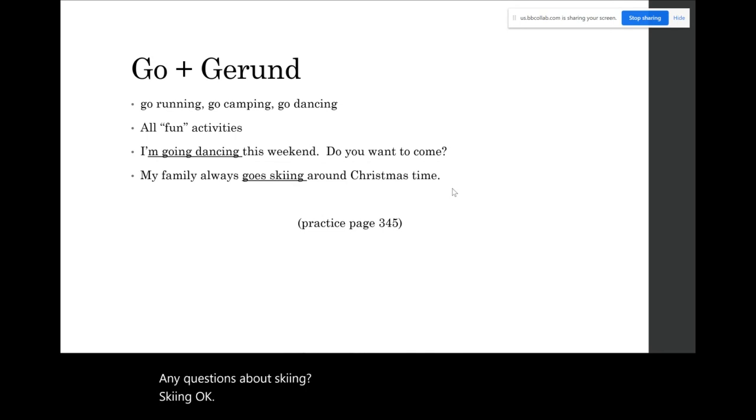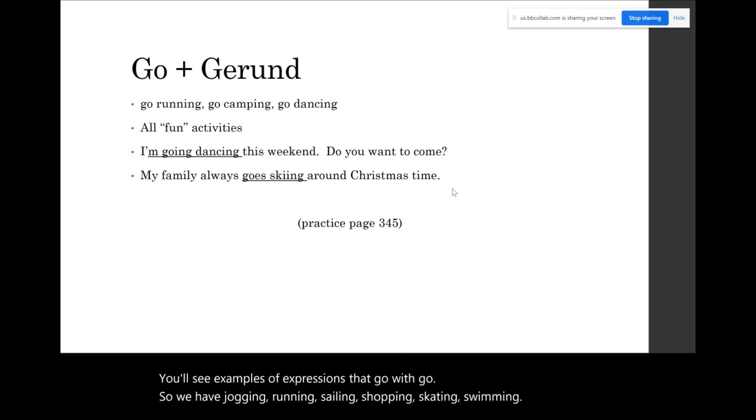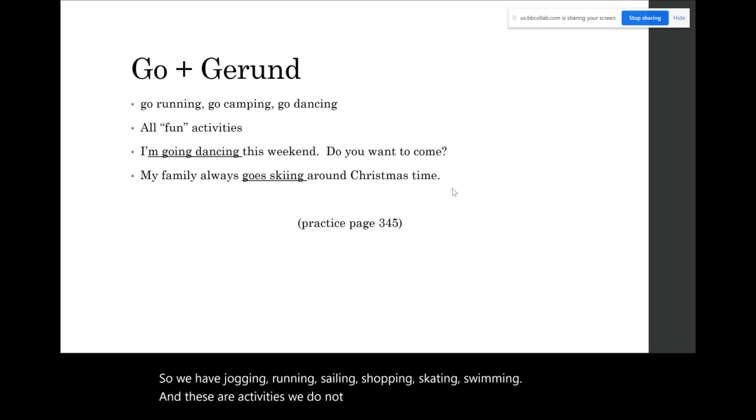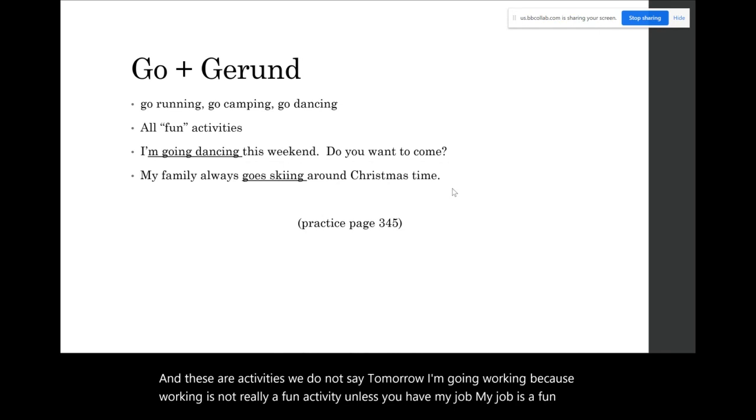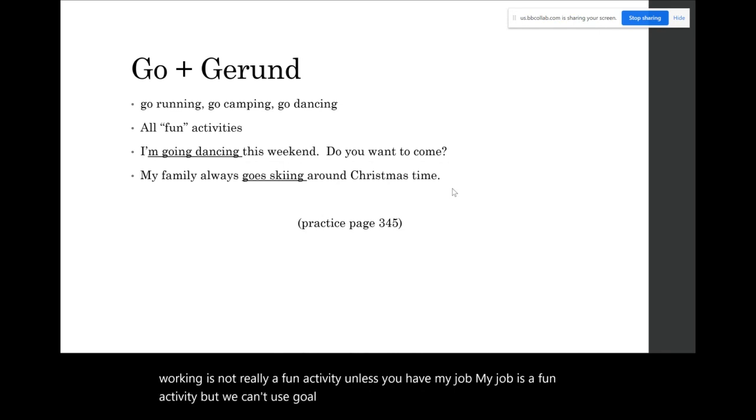All right, so at the bottom of the page, you'll see examples of expressions that go with go. So we have jogging, running, sailing, shopping, skating, swimming, and these are activities. We can't say, tomorrow I'm going working, because working is not really a fun activity, unless you have my job. My job is a fun activity, but we can't use go with working. Go studying, no, because studying is not really fun.